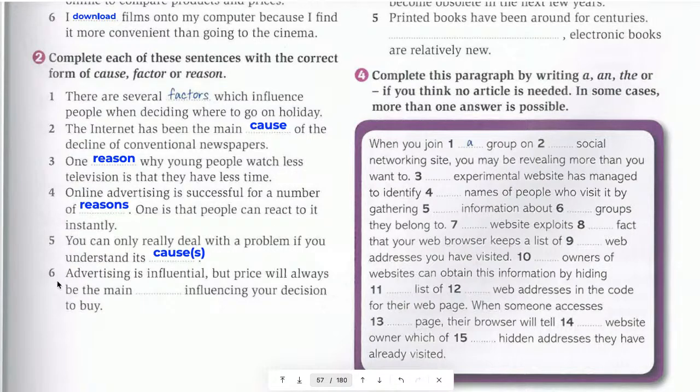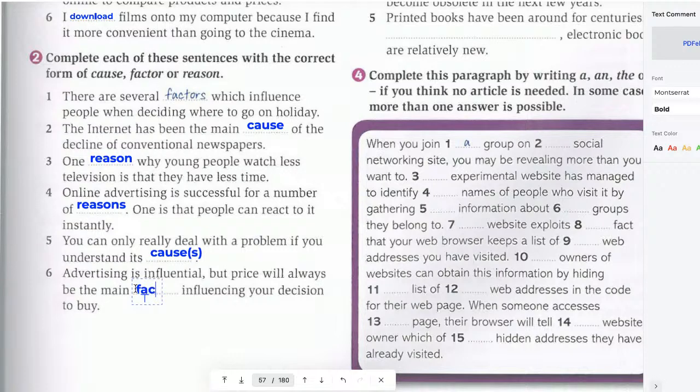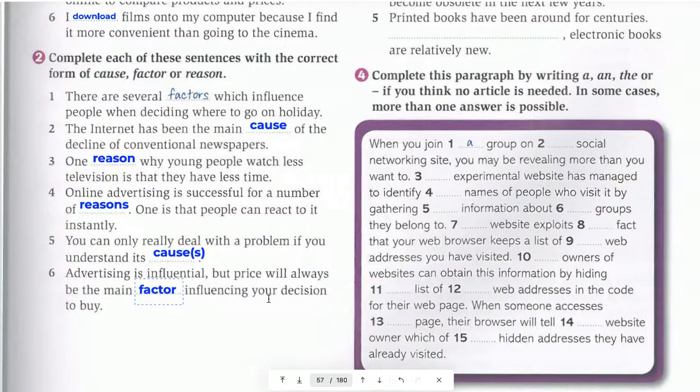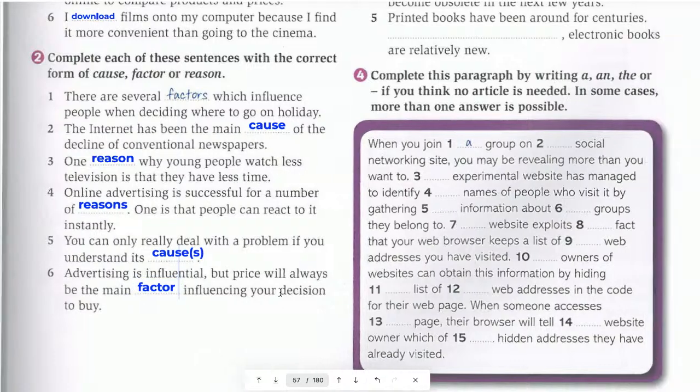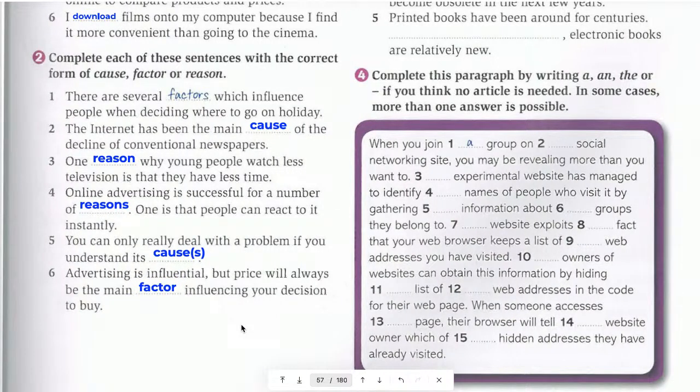Okay. Number 6, advertising is influential, but price will always be the main blah blah influencing your decision to buy. What is that? Factor. Number 6, the answer is factor. Advertising is influential, but price will always be the main factor influencing your decision to buy. So with factor, we are talking about something which may affect something else. But here we are not talking about some kind of bad results, so that's why we don't use the word cause here. It's very clear, right?